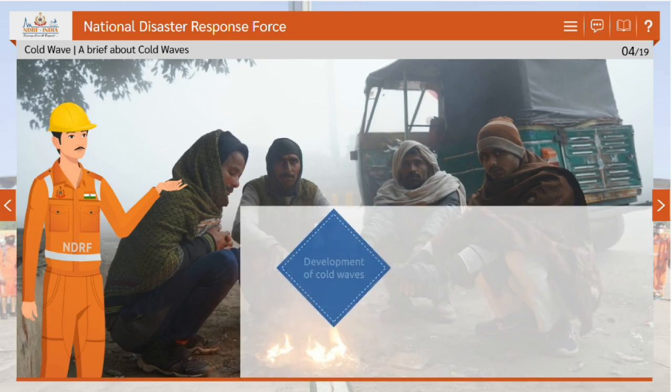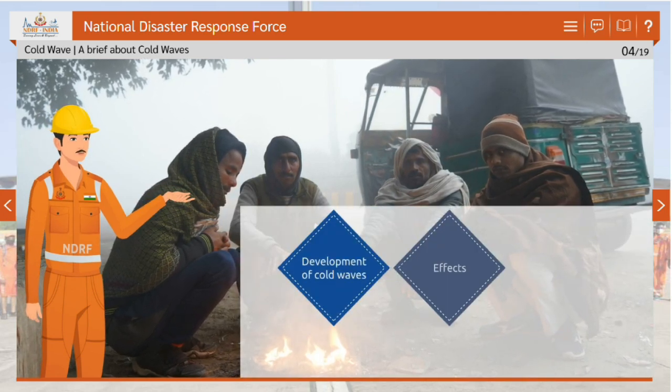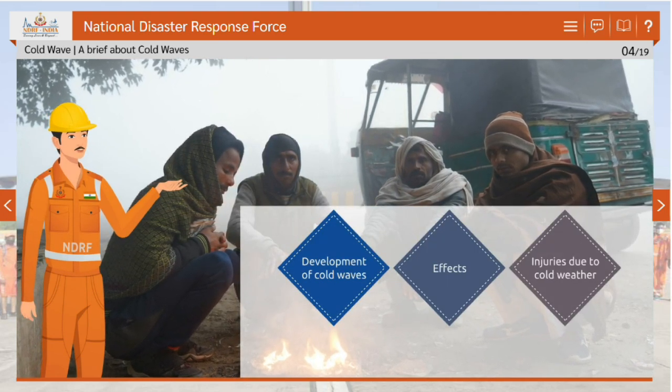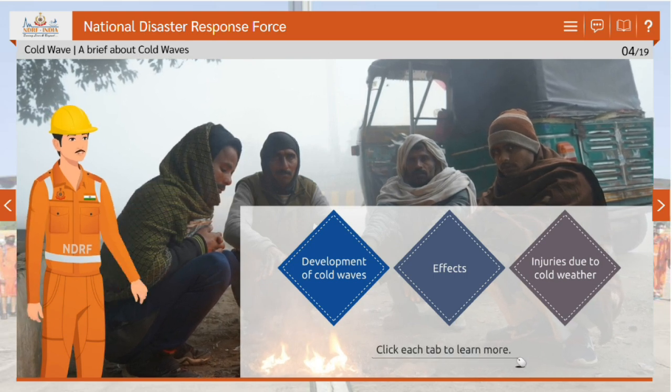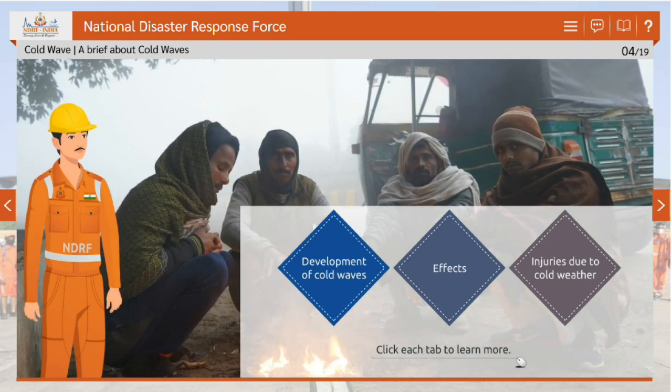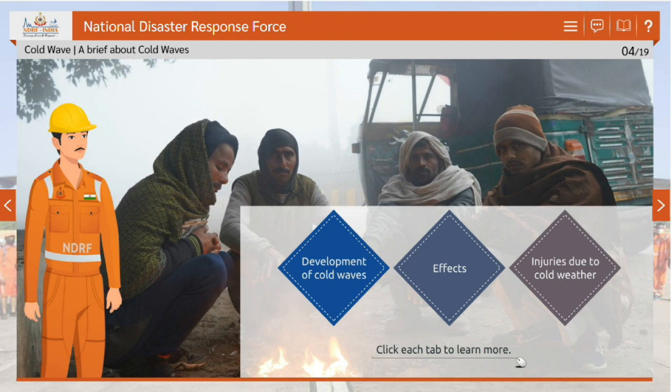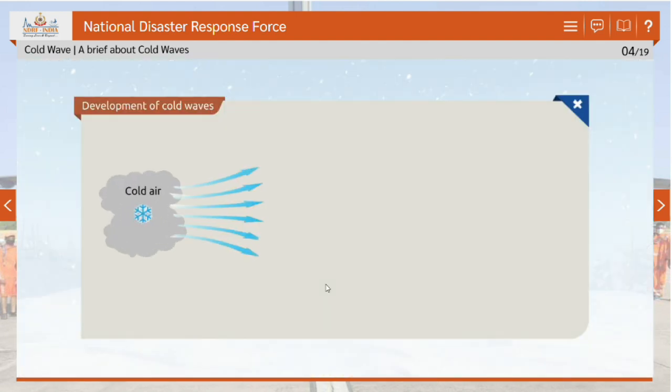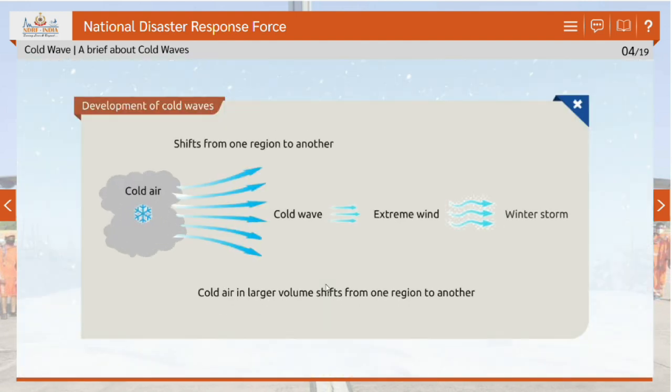Let's learn about development of cold wave, its effects and injuries caused due to cold weather. Click each tab to learn more. Development of cold waves. A cold wave forms when cold air in larger volume shifts from one region to another. Cold waves so created can also be accompanied by extreme wind. This type of phenomenon is called a winter storm.